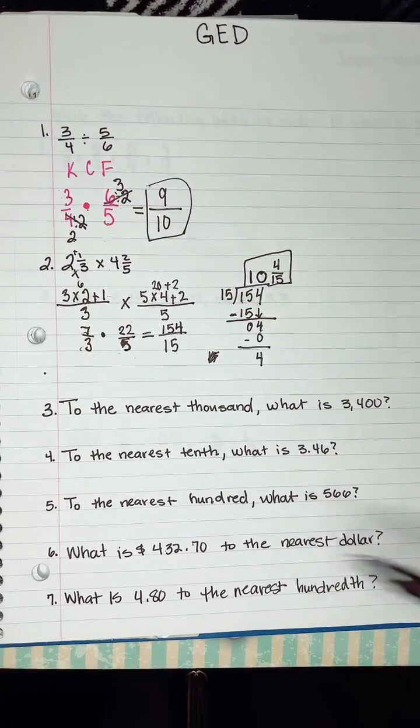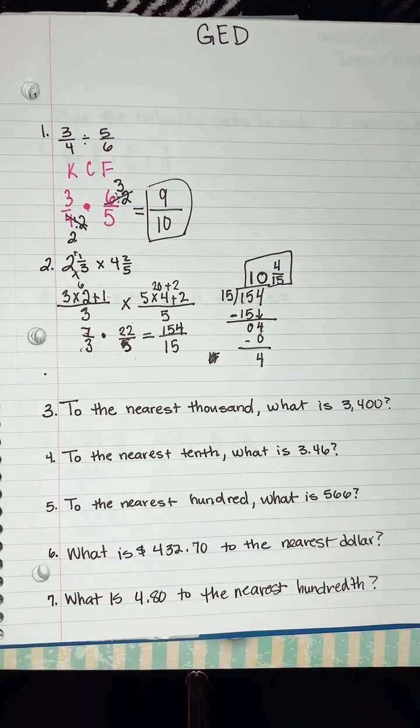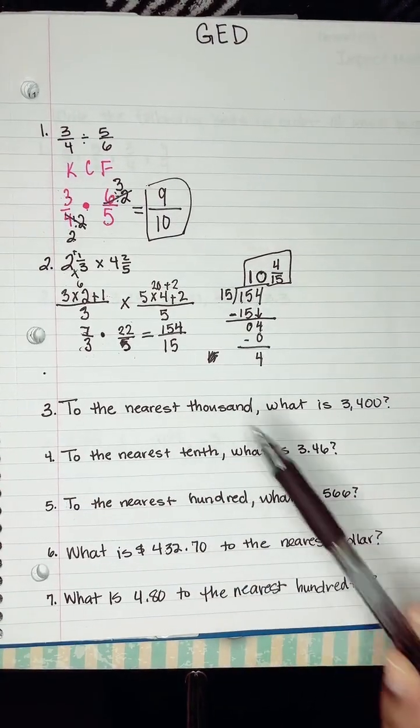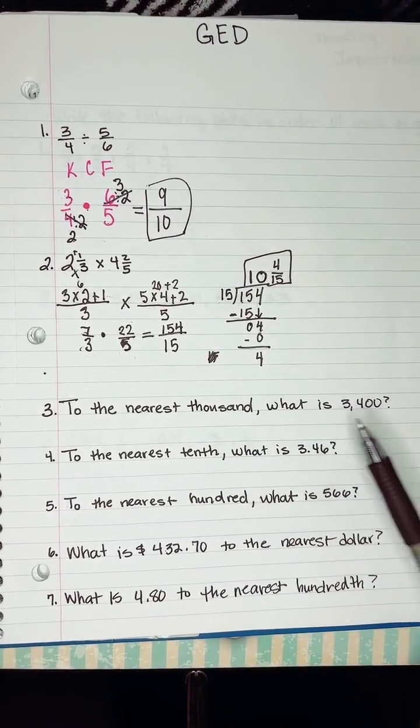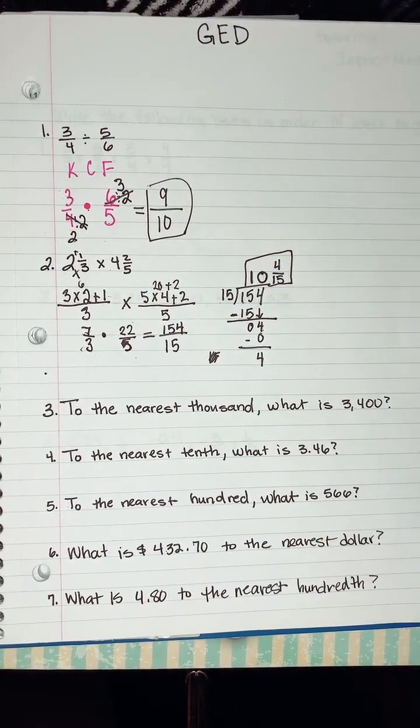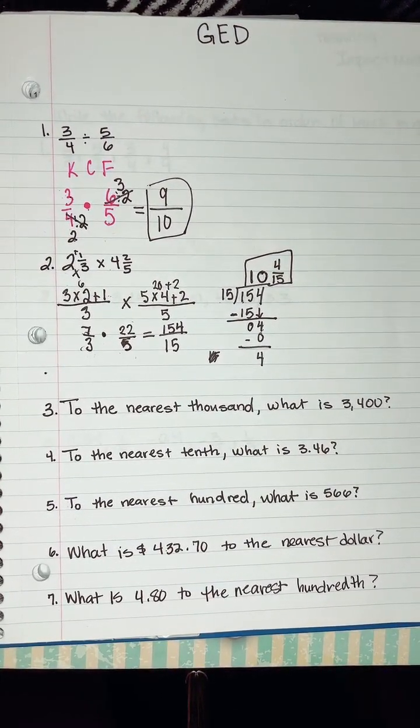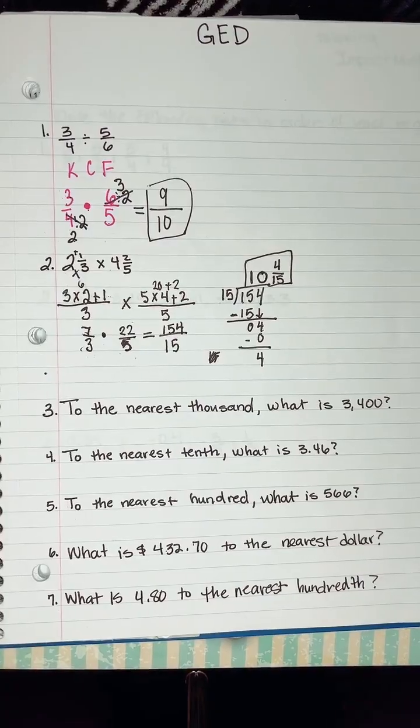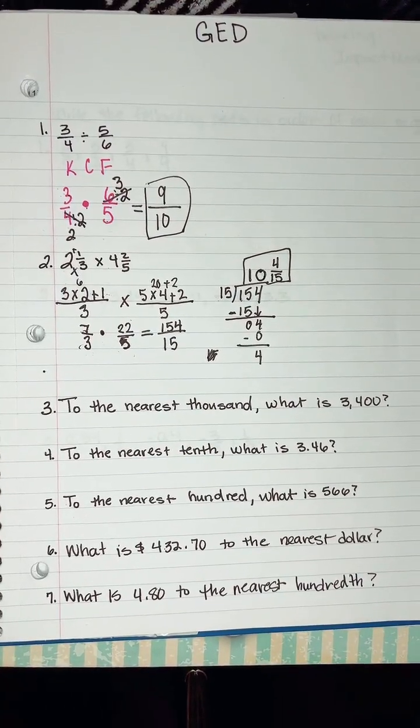All right, let's go to number 3. To the nearest thousand, what is 3,400? How can we write that? To the nearest thousand. Put your answers in the chat. Let me see them.